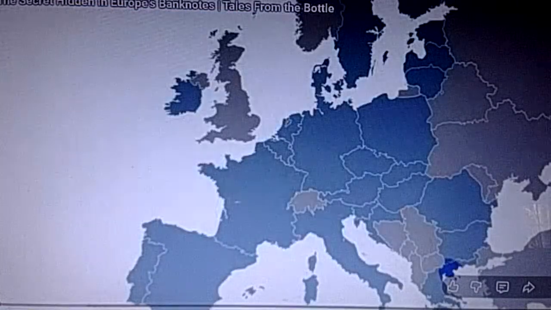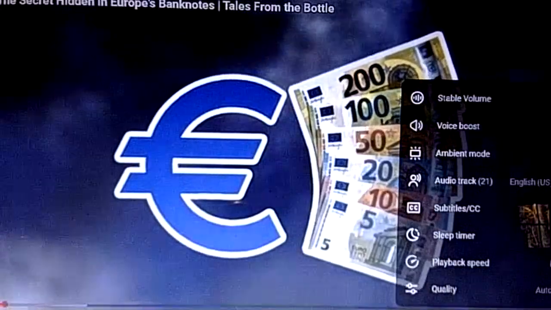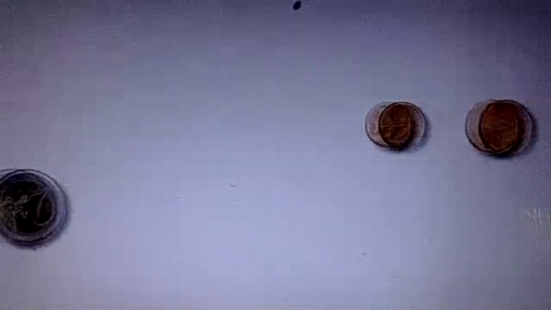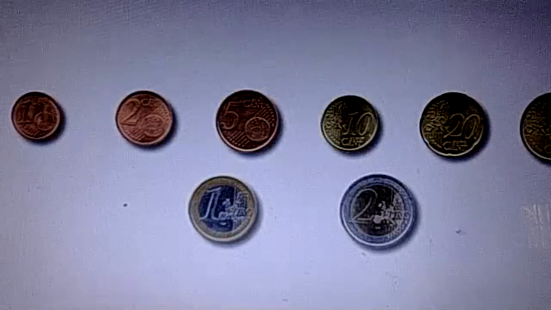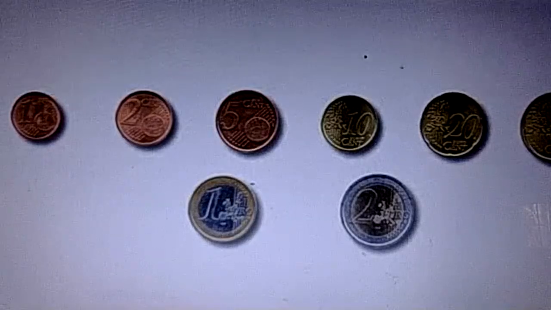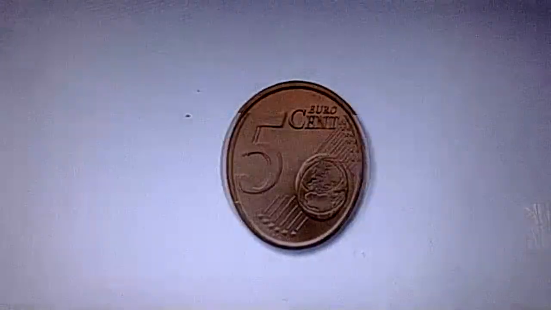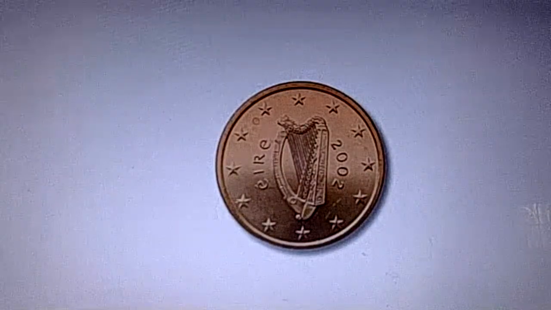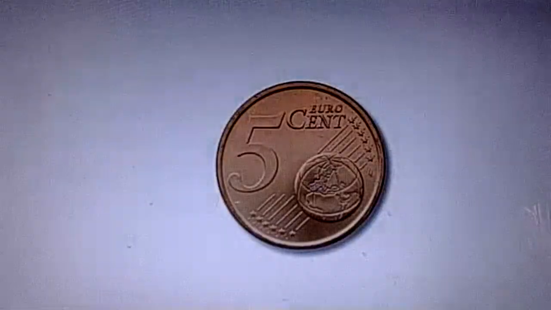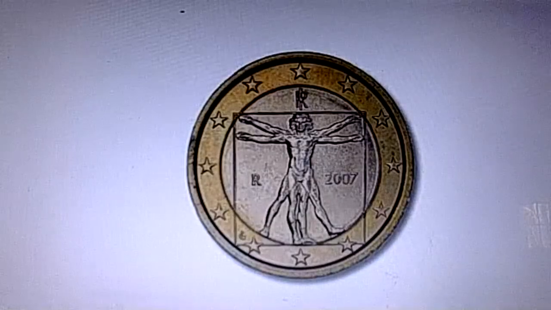The shared currency across most European Union member states, the euro, is the second most traded currency in the world after the US dollar. I've spoken before about the euro coins, which have a common heads side, but issuing nations are given some freedom to put their own designs on the reverse side. Coins issued by Ireland feature our national symbol, a harp. Germany puts an eagle on some of the denominations, and in Italy you might find the Colosseum or the Vitruvian Man on the back of your coins.